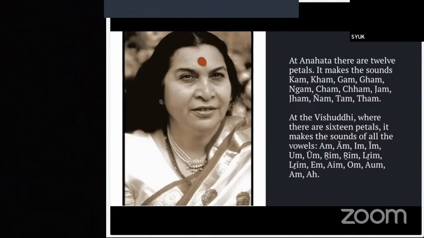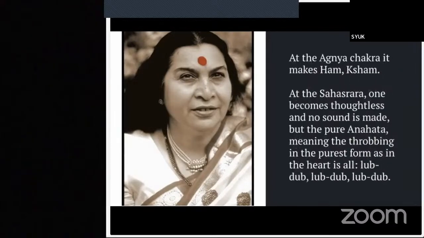At the Vishuddhi, where there are 16 petals, it makes the sounds of all the vowels: A, Aa, I, Ee, U, Oo, R, L, E, Ai, O, Au, Am, Aha. At the Agya Chakra, it makes Ha, Ksha.